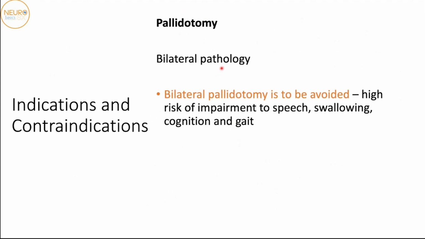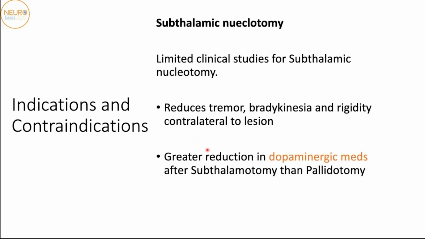Right. So a lot of patients with PD obviously have bilateral pathology. So it is important to remember that bilateral pallidotomy is to be avoided at all costs. There's a significant risk of impairment to speech, swallowing, cognition, and gait. So usually we try to preserve these ablation procedures for patients who have significant asymmetric symptoms, usually one-sided tremors or one-sided rigidity. That's where we usually try to target ablation to one side. Another possibility is for patients who have bilateral pathologies to target one side with stimulation and target the other side with ablation.